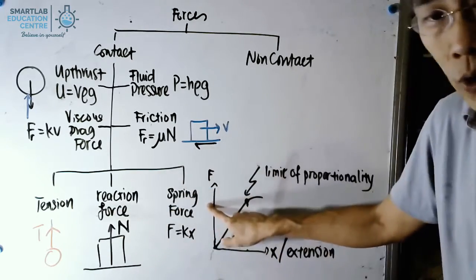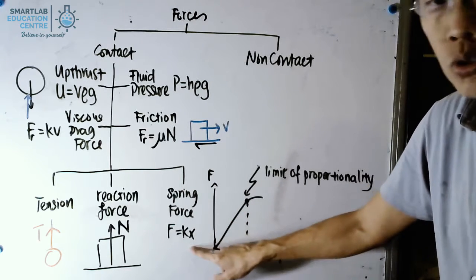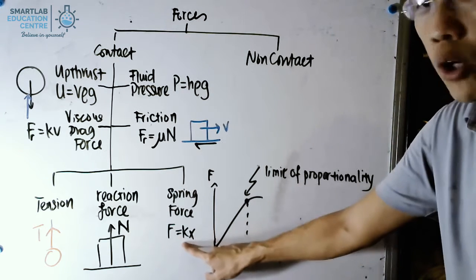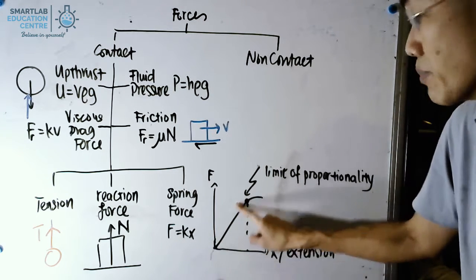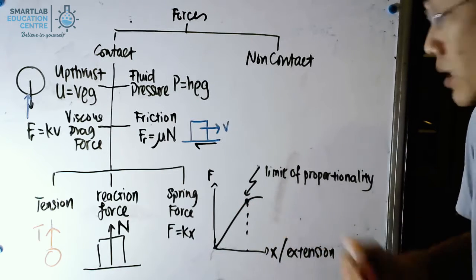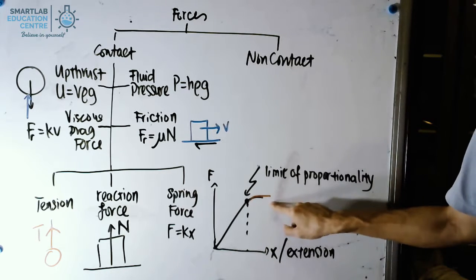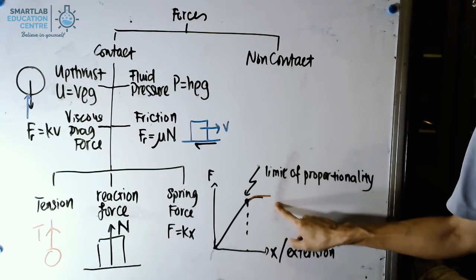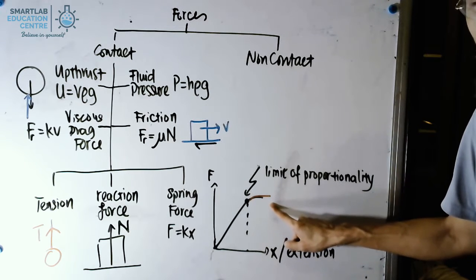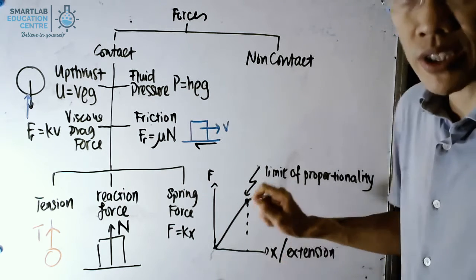Then we have the spring force, where the force exerted on the spring is equal to kx, where x is actually the extension. So this formula only works within the limit of proportionality. Beyond the limit of proportionality, the spring is no longer elastic. Next category is the resistance force.